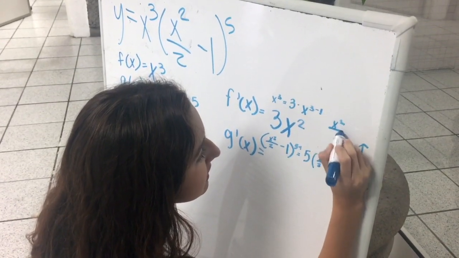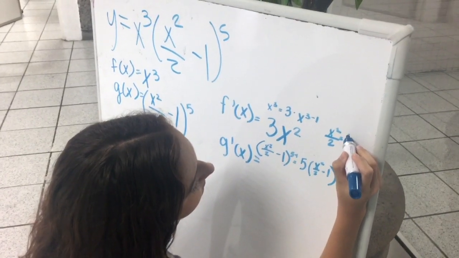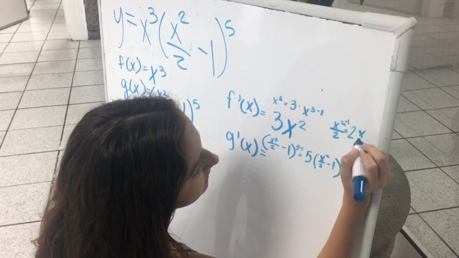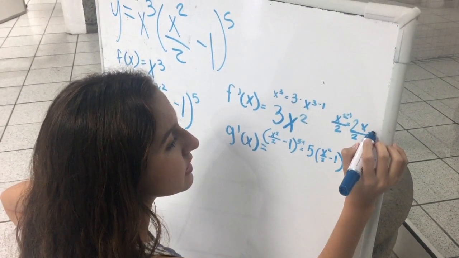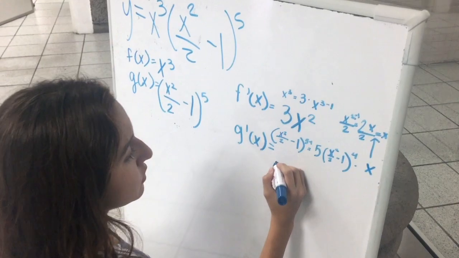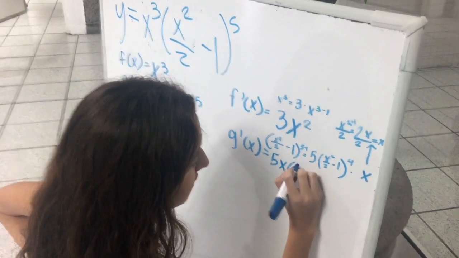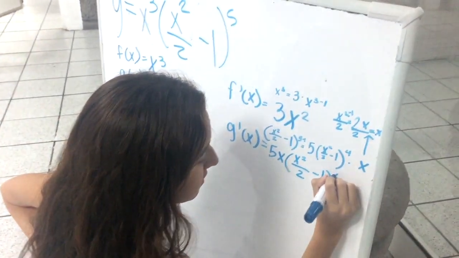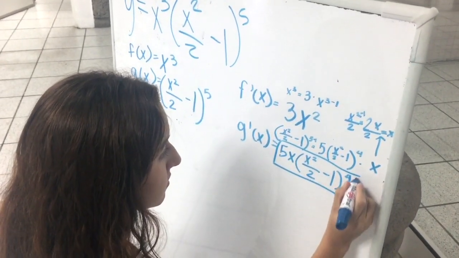And how did we get that? We did it by x squared divided by 2. So the exponent 2, you subtract 1 and multiply by the 2, so it will be 2x over 2, meaning it equals x. So that's why we got an x. So g prime of x is 5x, open parentheses, x squared divided by 2 minus 1, close parentheses, to a fourth.